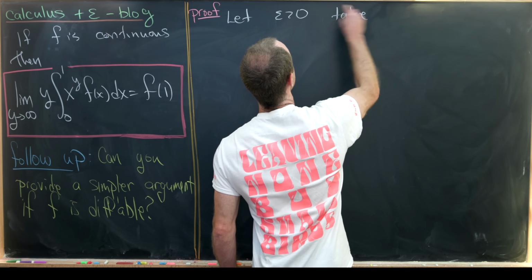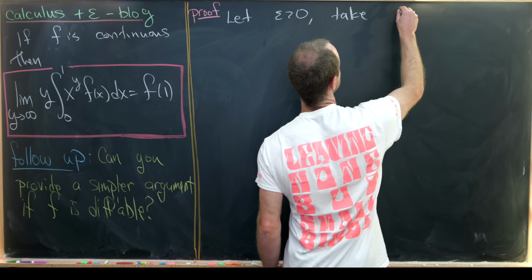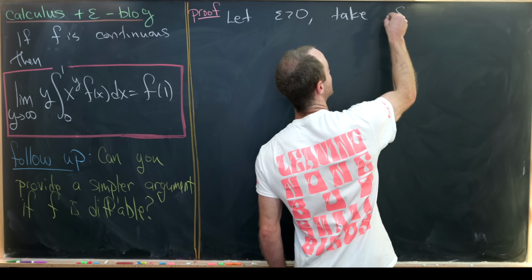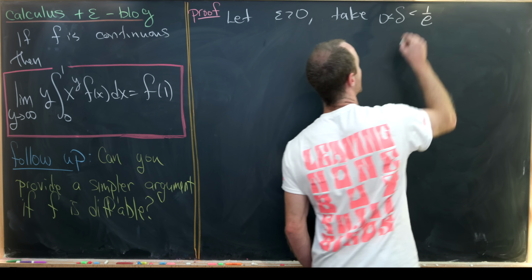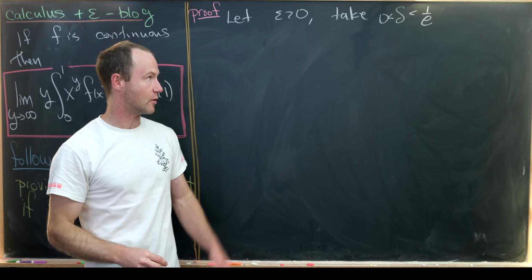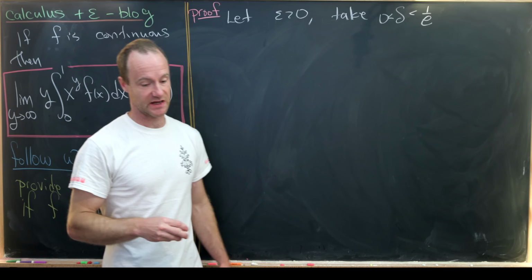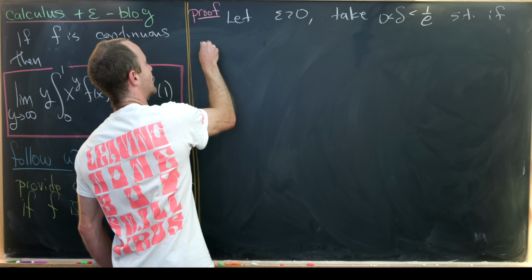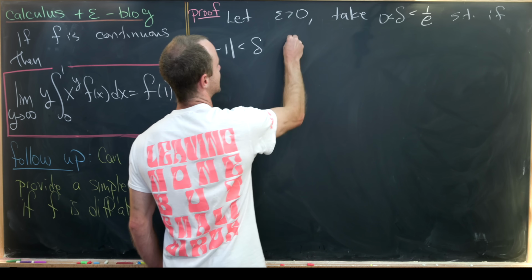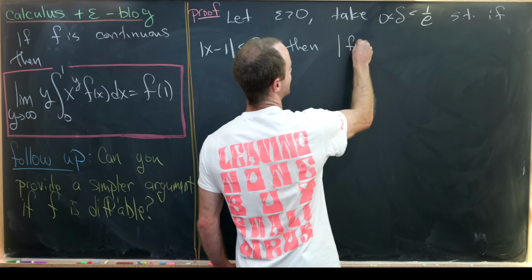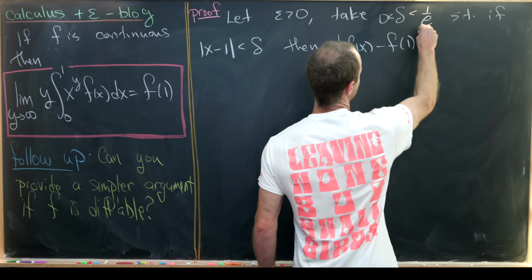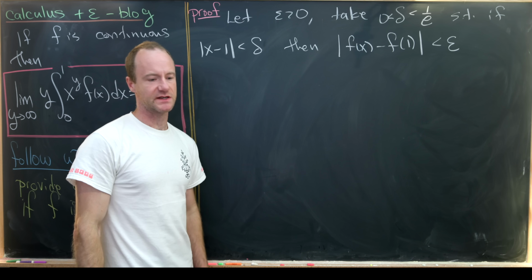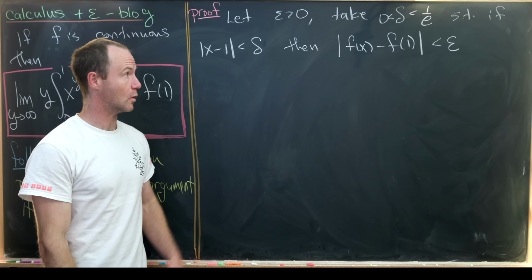So given some arbitrary epsilon bigger than 0, let's take a delta. And we're going to take a delta between 0 and the number 1 over e. You'll see why we choose 1 over e. It makes the calculation nice, such that if the absolute value of x minus 1 is less than delta, then the absolute value of f of x minus f of 1 is less than epsilon. So that's by the continuity of f at the number 1.